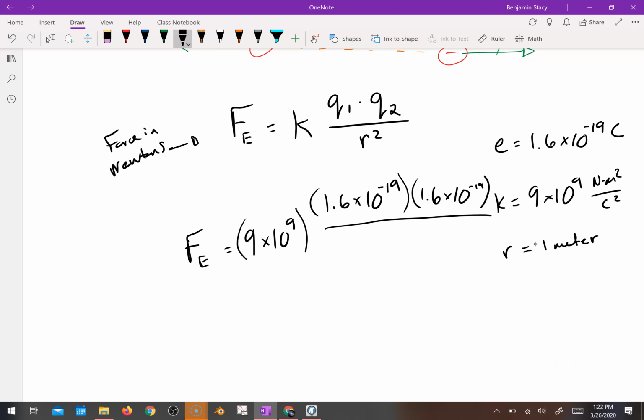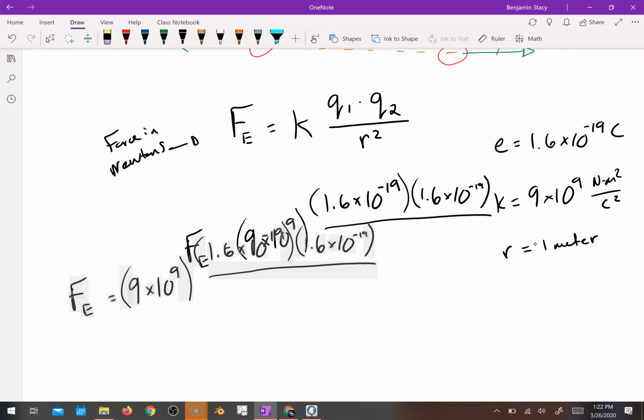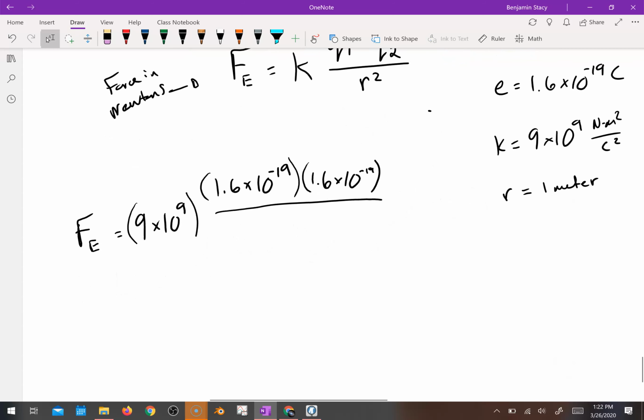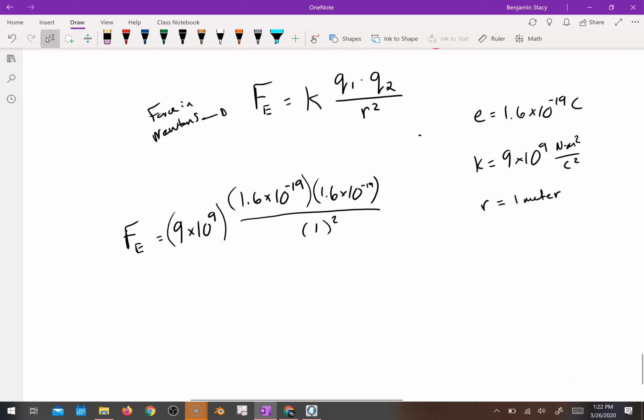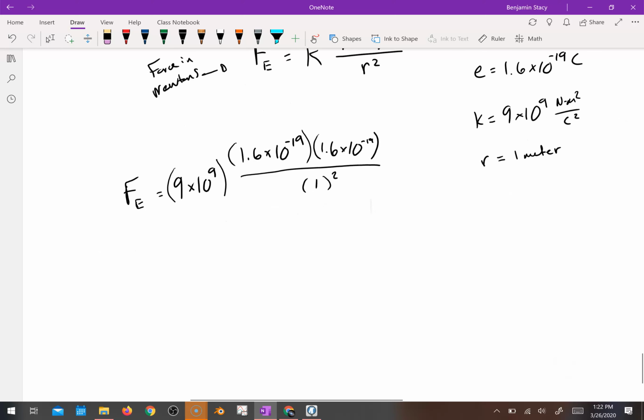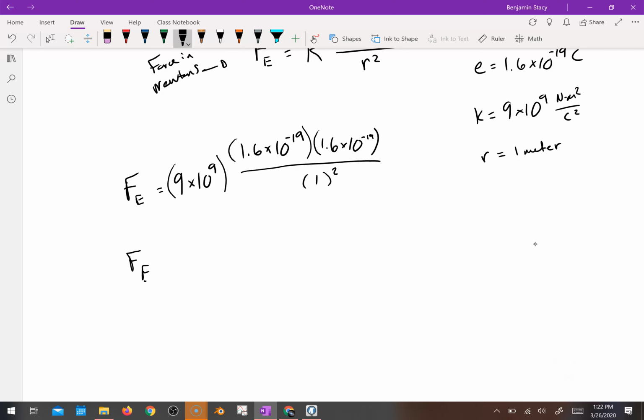Divided by, let's move this over a little bit. We're going to divide that by our distance, which I'm saying, let's just pretend it's 1 meter apart. So this R value is going to be 1 meter squared. All right, so that simplifies things. You want to see exactly how much that is?